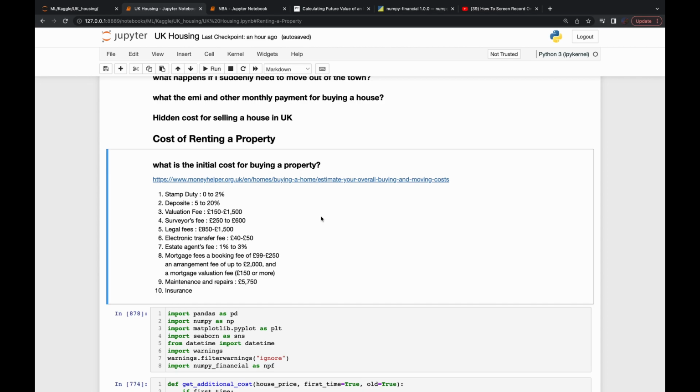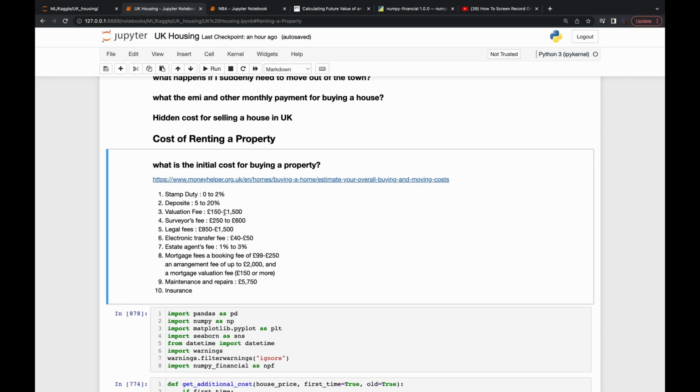When I'm talking about initial cost, you see this link. I'll keep this link in the description below, and it describes the initial cost. For example, it says you may have to pay stamp duty depending on whether you are buying for the first time. Let's assume for this case that you are buying for the first time, so you don't have to pay stamp duty. Otherwise, you have to pay stamp duty up to 2%.